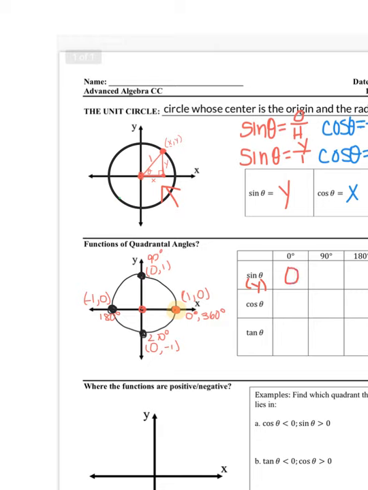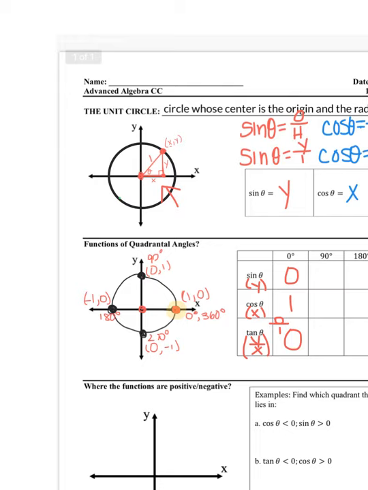If you were to type into your calculator right now, sine of 0, and press enter, as long as your calculator is in degree mode, it's going to give you 0. Cosine is the x value. So cosine of 0 degrees is the x value, which is 1. And then tangent is y divided by x. So in this case, it's 0 divided by 1, but you're not going to write that. You're going to write 0. Okay? So sine of 0 degrees is 0, cosine of 0 degrees is 1, and tangent of 0 degrees is 0. And that's why they are what they are.